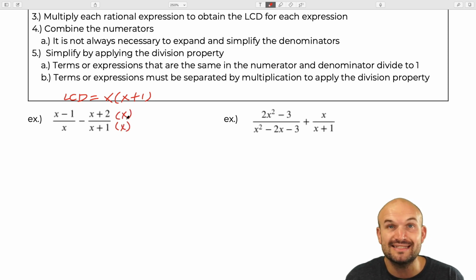Just make sure you do that on the top and the bottom, because that's going to produce an equivalent fraction. On this left-hand side, I only have an x in the denominator. So therefore, I need to multiply by an x plus 1 on the top and on the bottom.